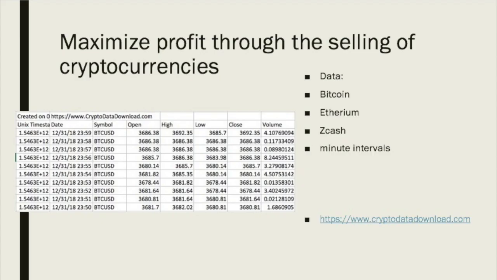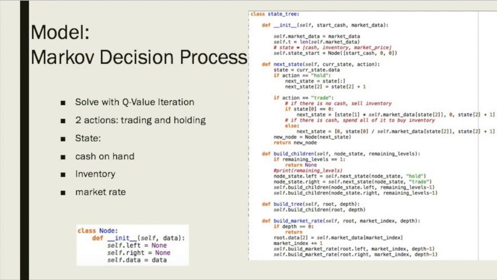In order to answer the question of how to maximize profit through the selling of cryptocurrencies in a short 20-minute window, we decided to model the problem as an MDP that we could solve through value iteration. In order to do this, we had to limit the number of actions as much as possible, because otherwise the state space would grow exponentially out of control.